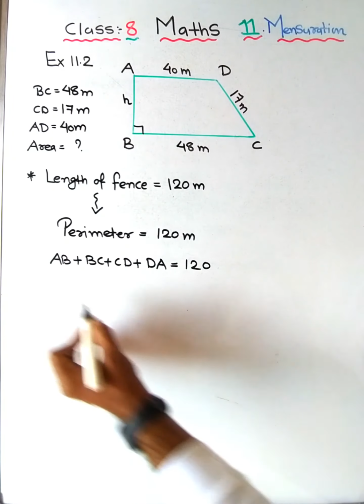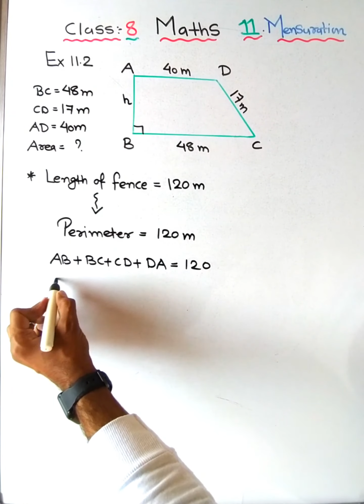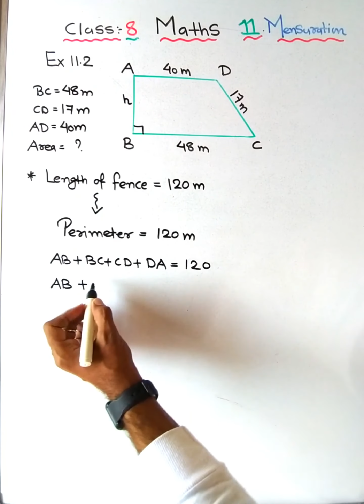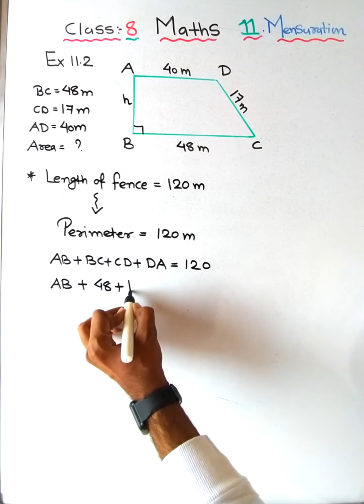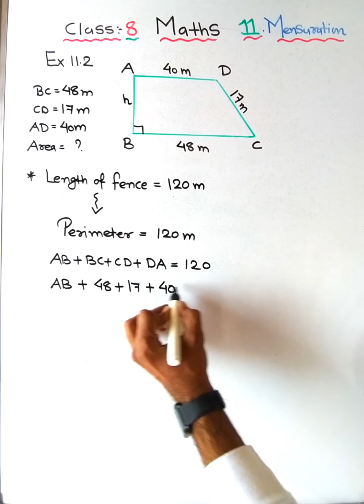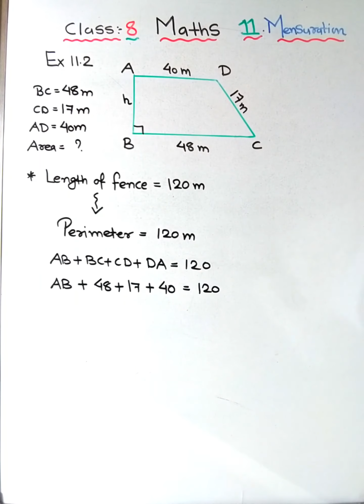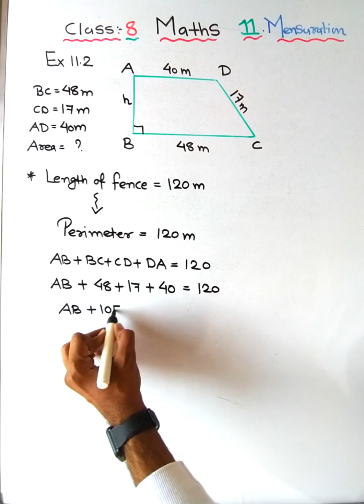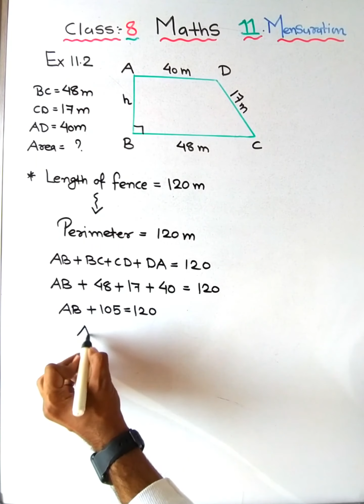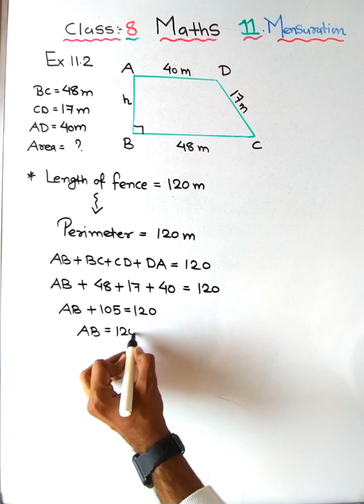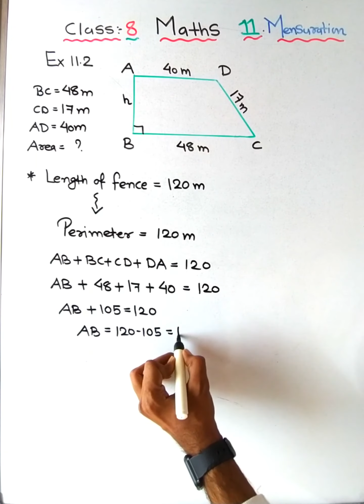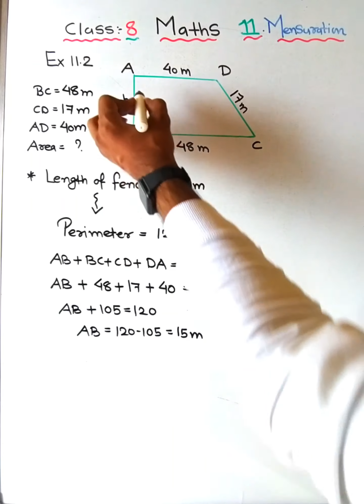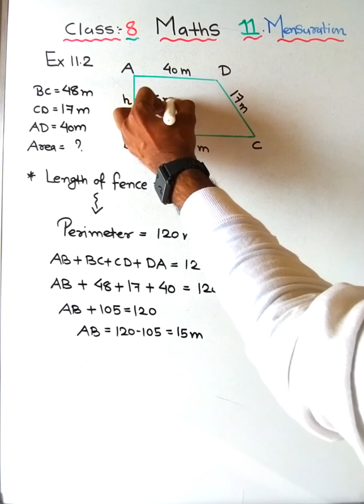Now putting all the values, AB is not given, BC 48 plus CD 17 plus 40 meter, that is 120. Now what you have to do is add 48, then 17 and then 40, which will be 105. So AB plus 105 is 120. So what will be the value of AB? It will be 120 minus 105, and that is 15 meters. So we got height h equals 15 meter.